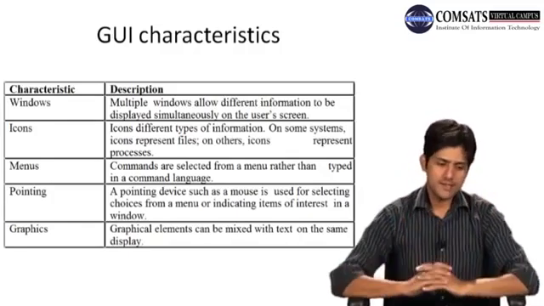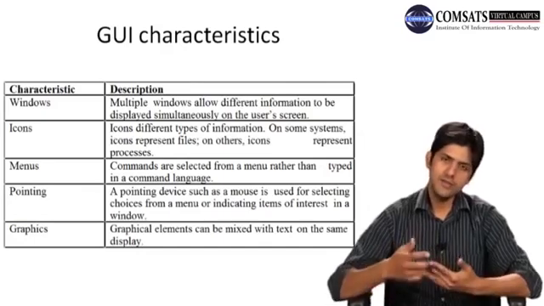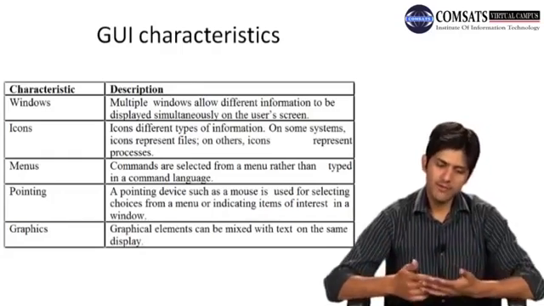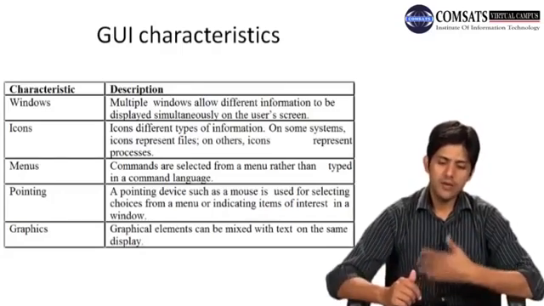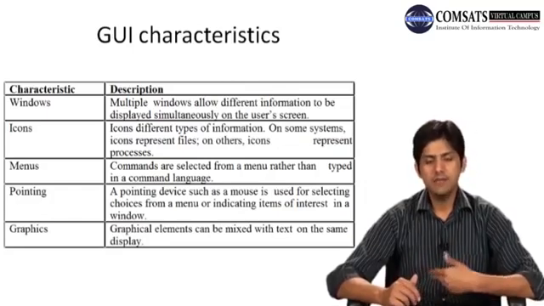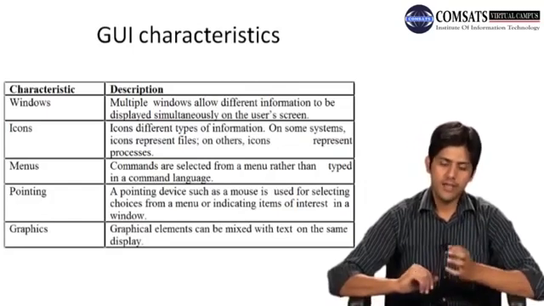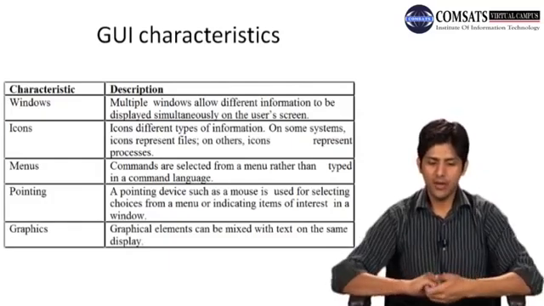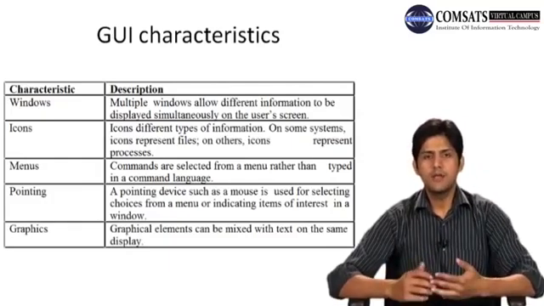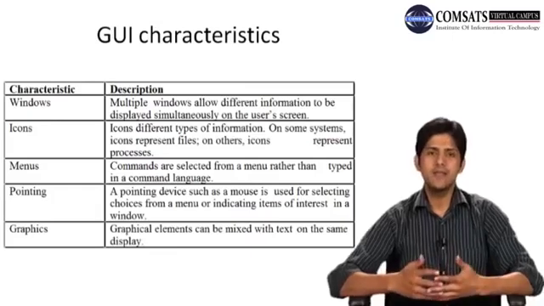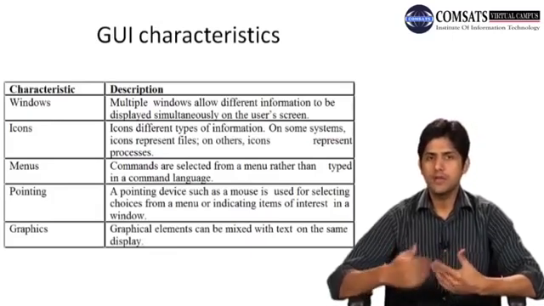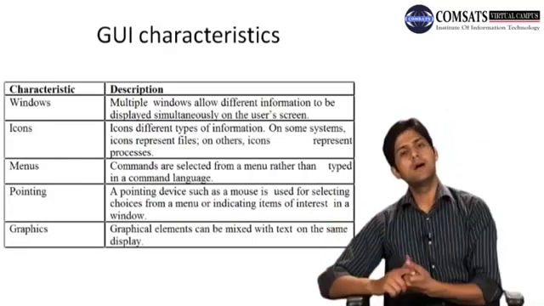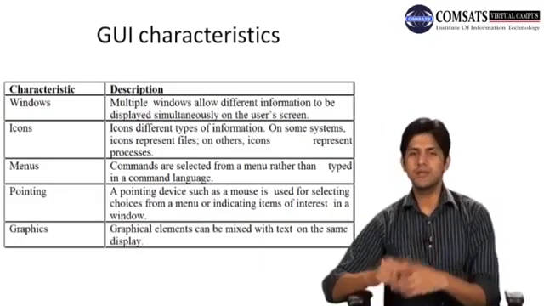So what are the GUI characteristics? What are the different things? We have windows in a GUI, we have icons, we have menus, we have pointing, and then we have some graphics in it. So what do we mean by windows? Multiple windows allow different information to be displayed simultaneously on the user's screen. And then we have icons, representing different types of information. On some systems, icons represent files. On others, icons represent processes. If you use Windows, then you have icons for basically everything. If you have Microsoft Word documents, then you have icons for that. And if you have applications, all the executables, you can say these are different processes.